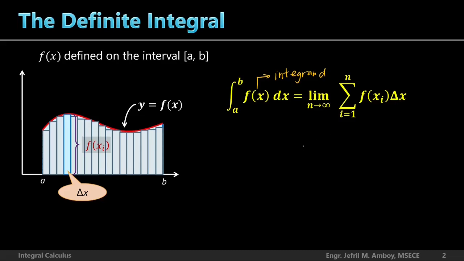This delta x is equal to (b minus a) divided by n. Okay, and this x_i here is equal to a, ito yung a, plus i times delta x. This is now again the definition of the definite integral. Although the definite integral is defined using the concept of the limit, as you can see here.